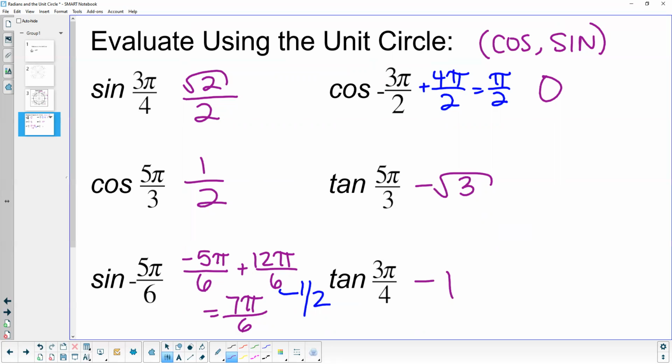If you have any questions, don't hesitate to reach out. But that is how we can evaluate the unit circle when given radians rather than degrees.